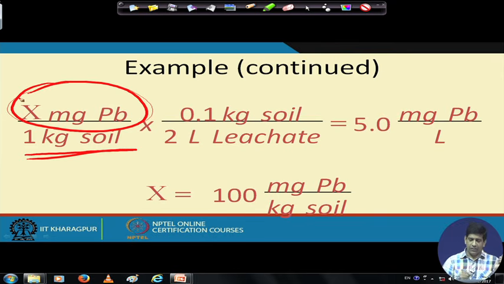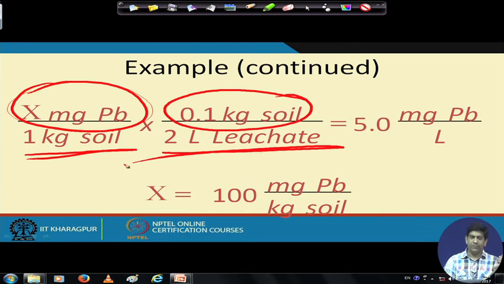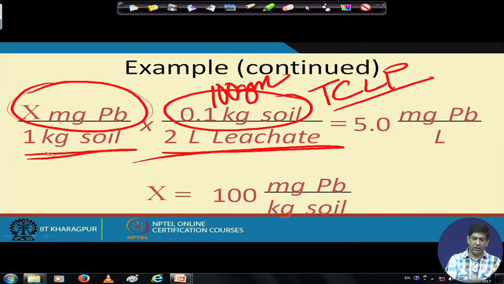Now what is the second term here? We have used 0.1 kg of soil and 2 liters of leachate. Where is this coming from? This is coming from the TCLP procedure. Remember, in the previous slide also, you take 100 grams, so 100 grams becomes 0.1 kilogram. Since here we have kilograms, I have put kilograms over here. And then 2 liters of the leaching fluid. So what we are assuming here is that the entire lead that is coming from there is getting into the leachate.